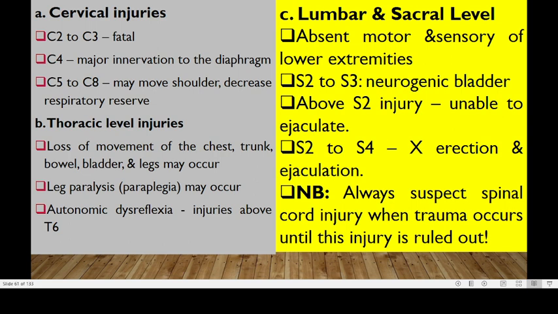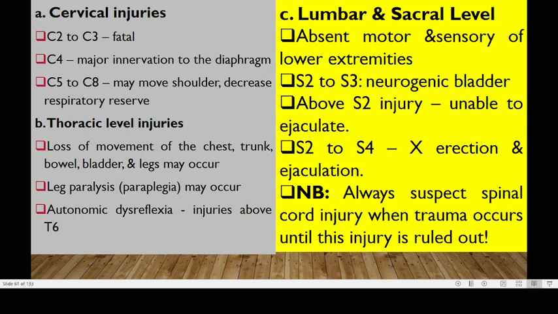We have cervical injuries, C1 to C2, which are fatal. C4 is a major innervation to the diaphragm, so it controls breathing. C5 to C8 may involve the shoulders and decrease the respiratory reserve. With thoracic level injuries, we have loss of movement of the chest, the trunk, the bowel, the bladder, and the legs. Leg paralysis may occur. Autonomic dysreflexia could occur with injuries above T6.